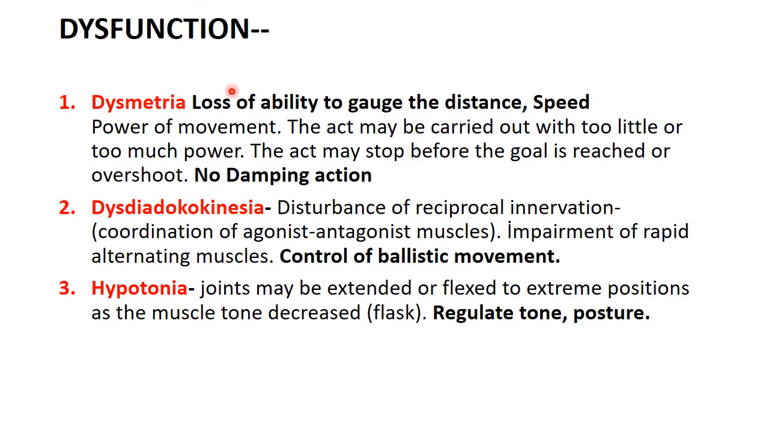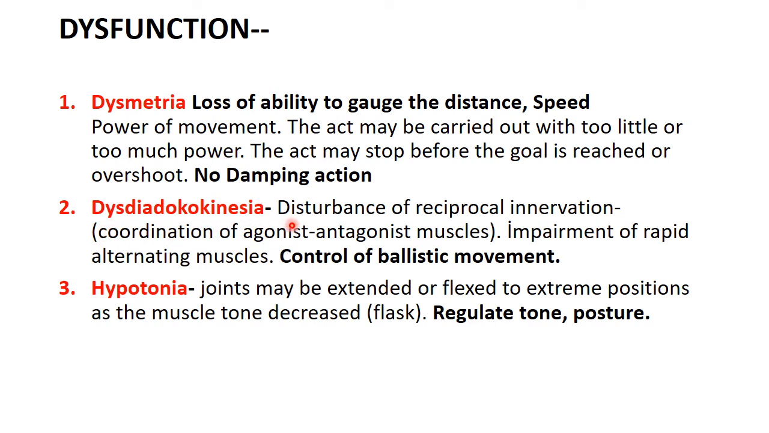Now the functions. Dysmetria means there is a lack of accuracy. So dysmetria designates the lack of accuracy in the voluntary movement. This is the unconscious function of the cerebellum which governs the conscious movement. So dysmetria is a loss of ability to judge the distance and the speed. So there may be either hypermetria or hypometria. So the person cannot aim at the mark properly or accurately.